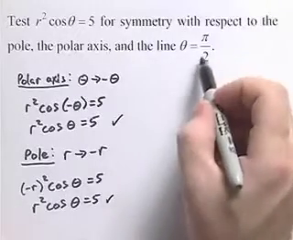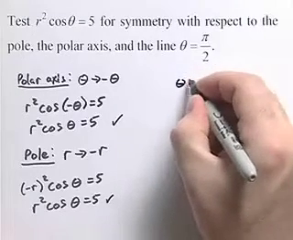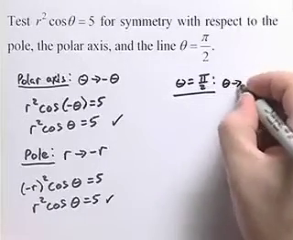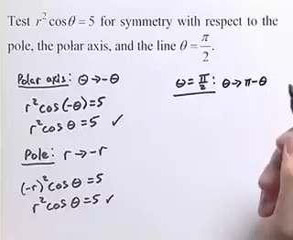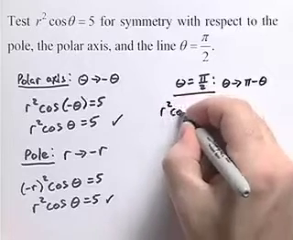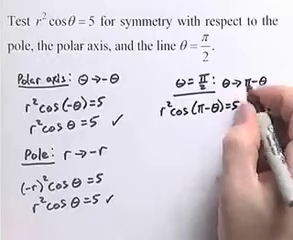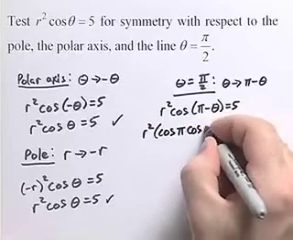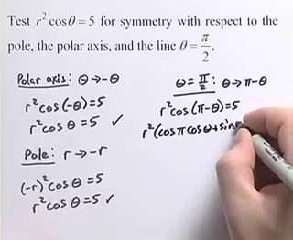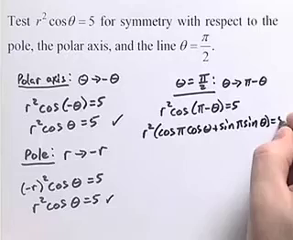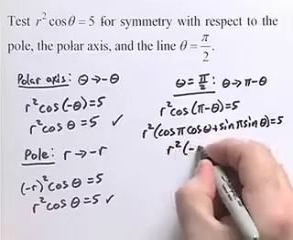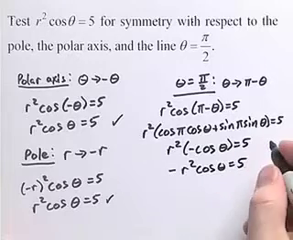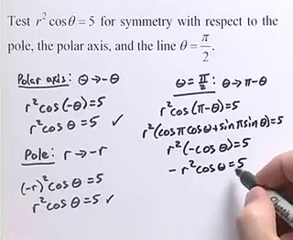The third symmetry we need to check for is symmetry around the line theta equals pi over 2. To check for this symmetry, we're going to replace theta with pi minus theta and see if we get the same result. So we're going to have r squared times the cosine of pi minus theta equals 5. That's going to be r squared times the cosine of pi times the cosine of theta plus the sine of pi times the sine of theta is equal to 5. We'll get r squared times negative cosine theta is equal to 5, or negative r squared cosine theta is equal to 5. This is not the same equation that we started with, so this fails our test.